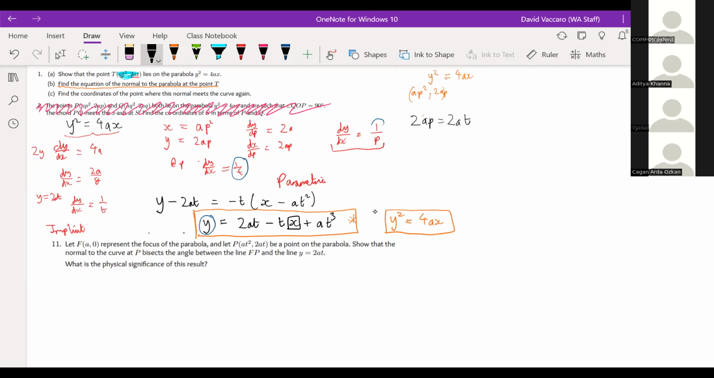My x becomes ap squared. And I've got at cubed. Cancel. And so I get tp squared plus 2p minus 2t minus t cubed is equal to 0. So I've got a quadratic in p.